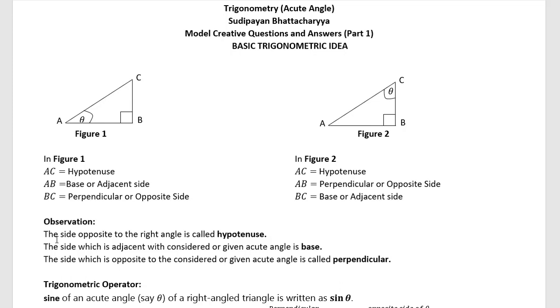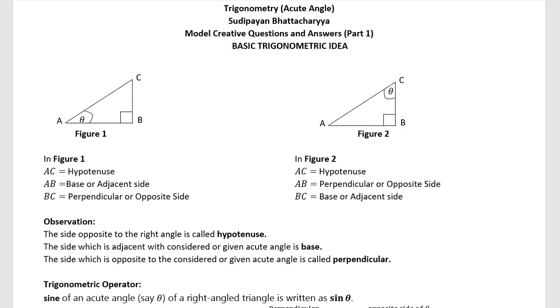So what is our observation from these two figures and this information? Our observation is that the side opposite to the right angle is called the hypotenuse. The side which is adjacent to the considered or given acute angle is the base. The side which is opposite to the considered or given acute angle is called the perpendicular. We have to memorize this to solve figure-based trigonometric problems or theoretical problems.